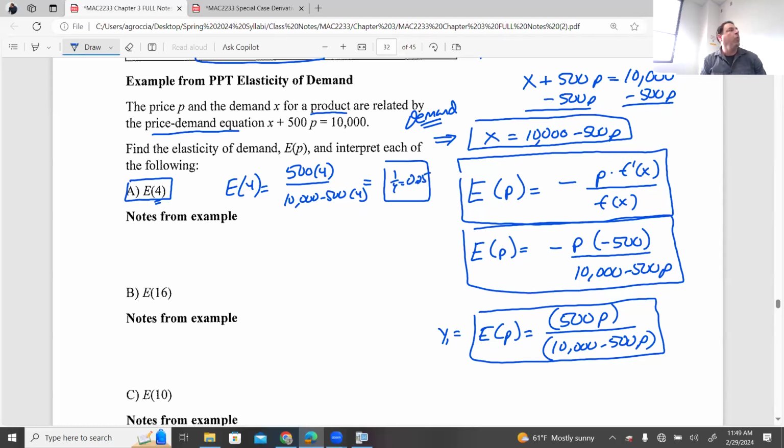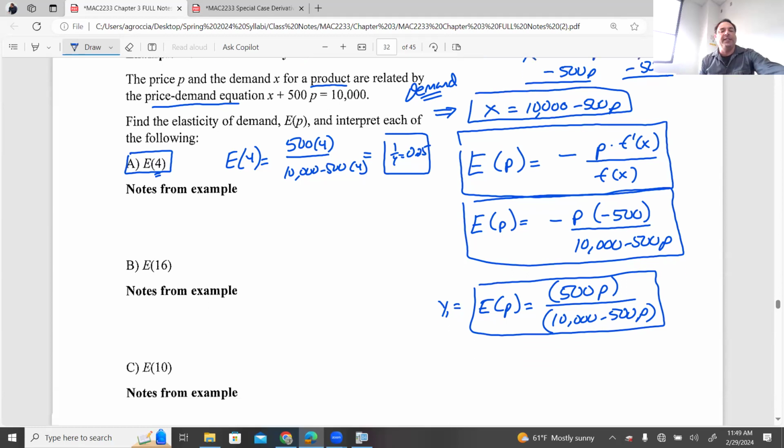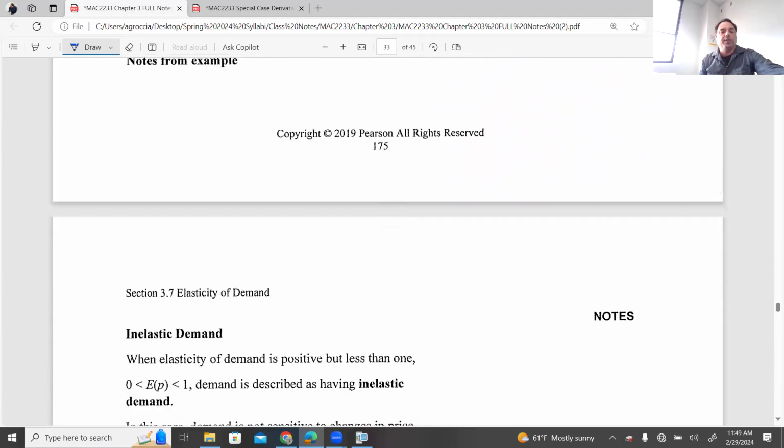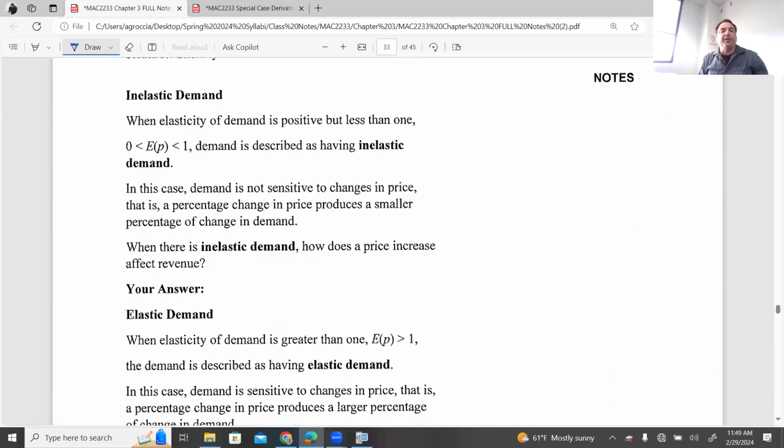And then you're like, what does that mean? Well, here's where you get to learn about elasticity. The way elasticity works is that if your elasticity is less than 1, between 0 and 1, but let's just say less than 1, if your elasticity is less than 1, you are inelastic.